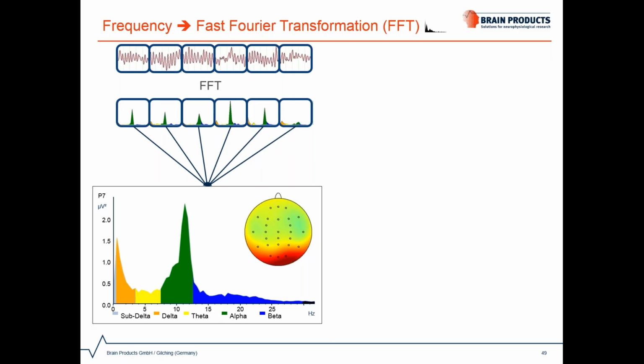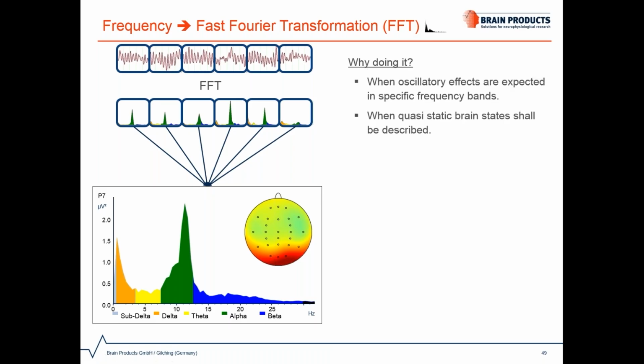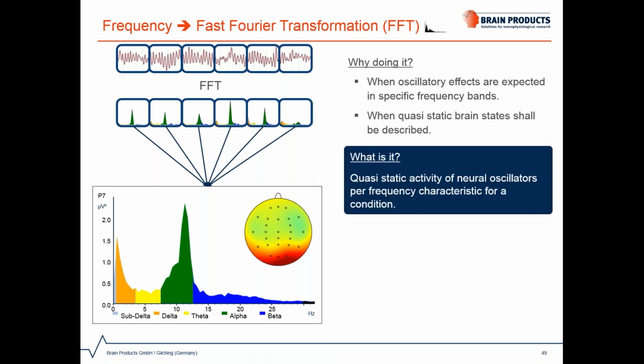Of course, an FFT could also be calculated for the whole time of a block, but due to the stochastic nature of the signal, the resulting spectrum might not be representative. The spectrum is therefore stabilized by calculating the averages across many segments, as shown here. FFT is done when oscillatory effects are expected and to get a spectral characterization of a quasi-static brain state. The average spectrum represents the activity of neural oscillators per frequency along the comparison between conditions or tasks.